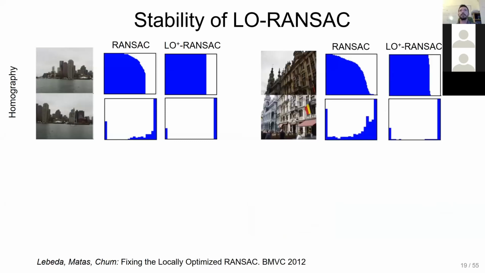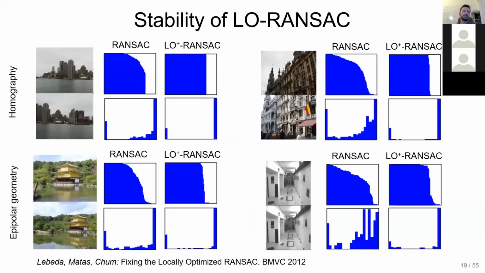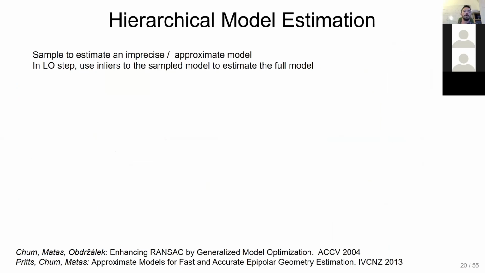Here's another example. Again, RANSAC is unstable, LO-RANSAC is stable. The same for epipolar geometry. The variation is slightly higher there. So this is the way locally optimized RANSAC stabilizes the results and can get good results even from not-so-good original hypotheses.